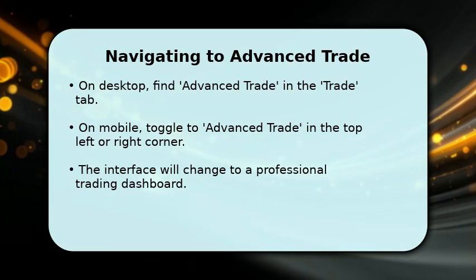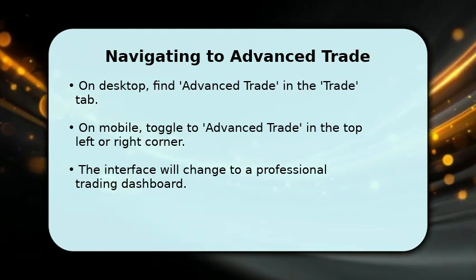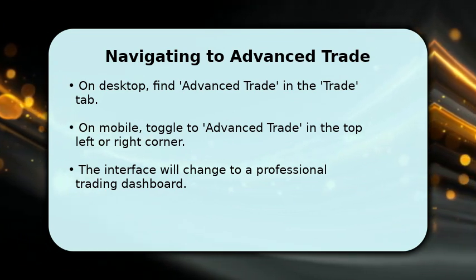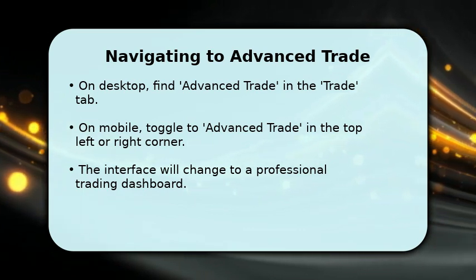To begin, if you're on a desktop, simply navigate to the Trade tab and select Advanced Trade from the drop-down menu. For mobile users, open your Coinbase app and look for a toggle or option in the top left or right corner to switch to Advanced Trade.